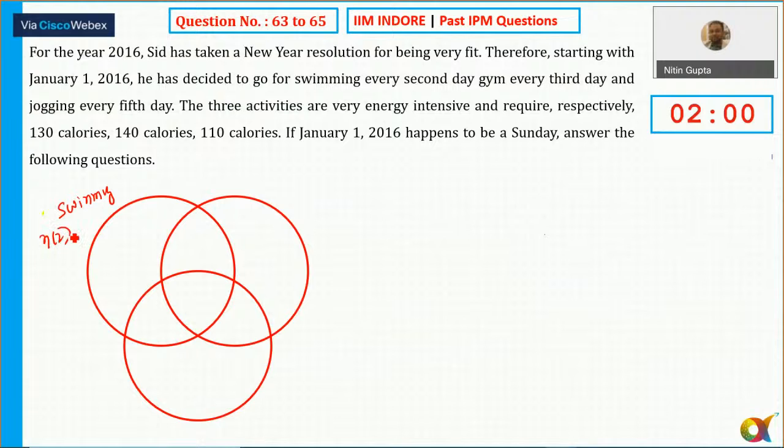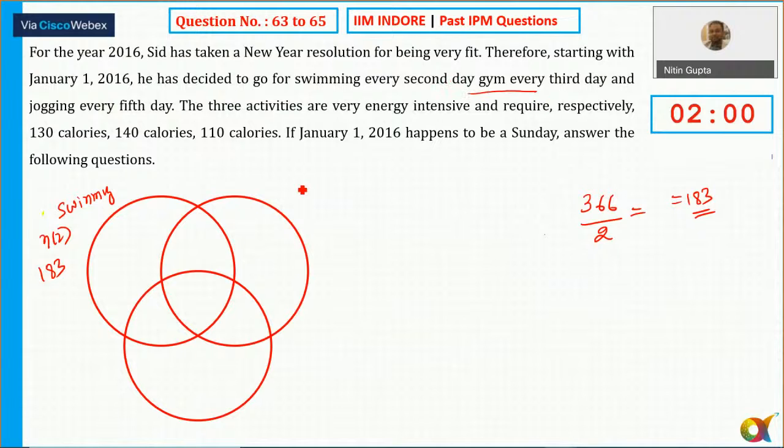From 1 to 366, every second day. So out of 366 days, on how many days can he go swimming? On every second day he goes swimming, so that is 366 by 2, which is equal to 183. So in that year, he will go swimming on 183 days. Next case is that he goes to the gym every third day.